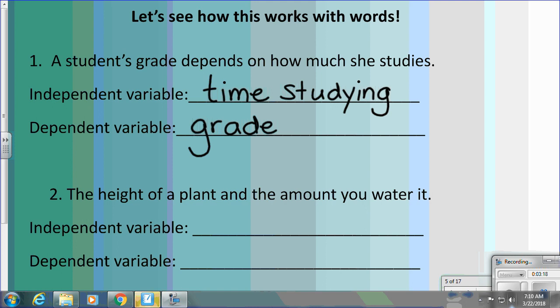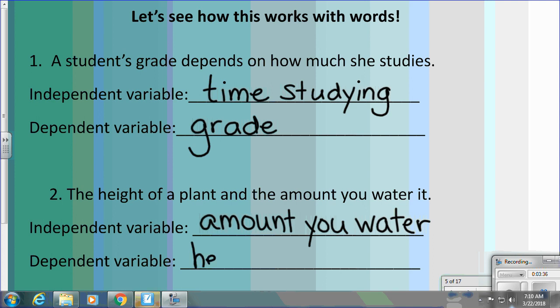The next one, the height of a plant and the amount you water it. The independent variable is the amount you water. And that means that the dependent variable would be the height of the plant. The height of the plant is going to depend on how much you water it.